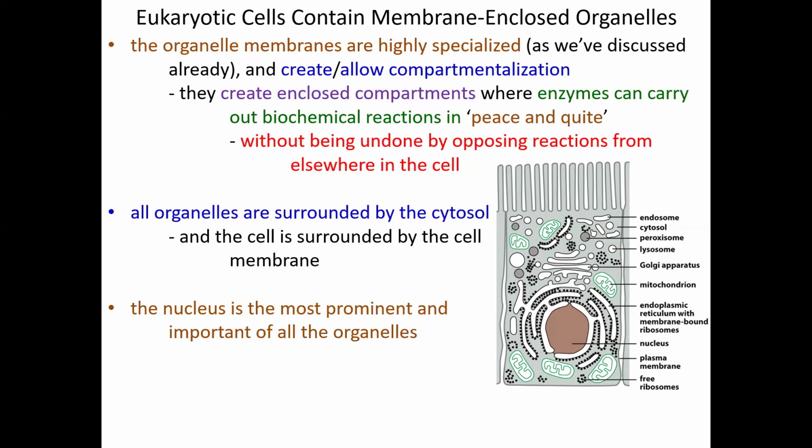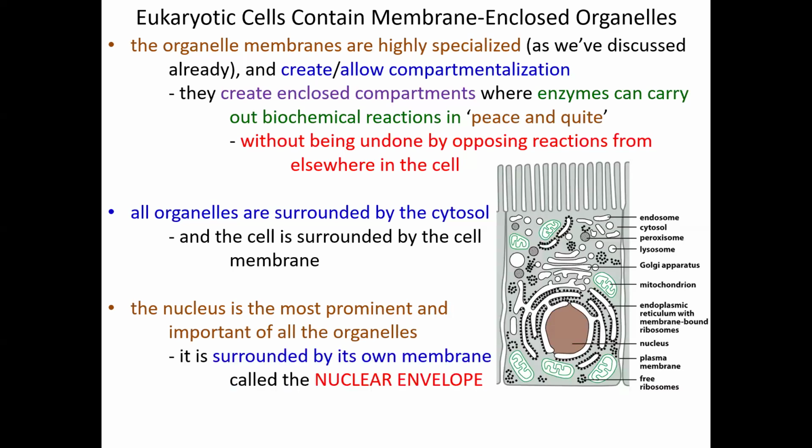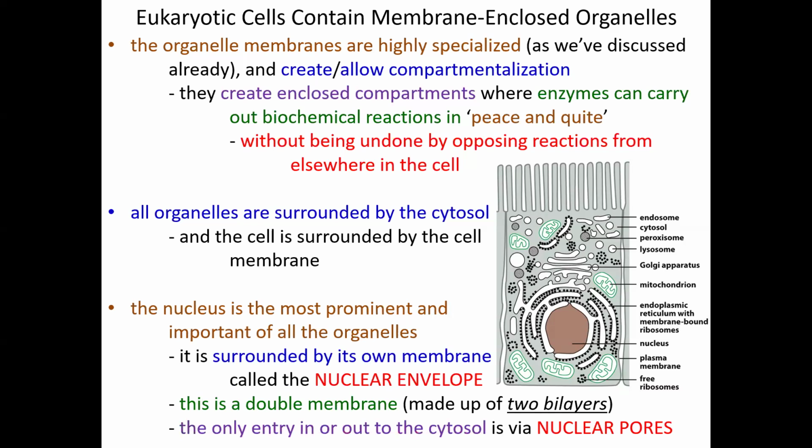The most prominent organelle and the defining feature of a eukaryotic cell is the presence of a membrane-bound nucleus. It is the most important of the organelles, and the nucleus is surrounded by its own specific and specialized membrane that we call the nuclear envelope. In fact, the nuclear envelope is a double membrane. It's made up of two lipid bilayers, or four total layers, and we'll talk a little bit more about that as we go through this.